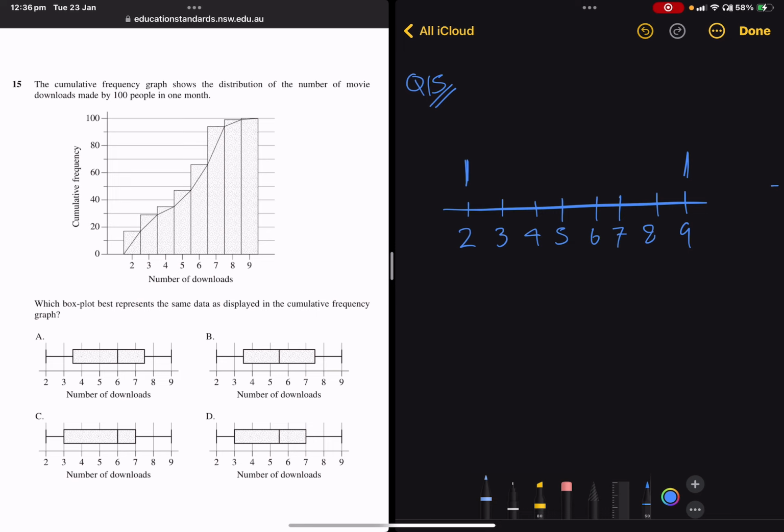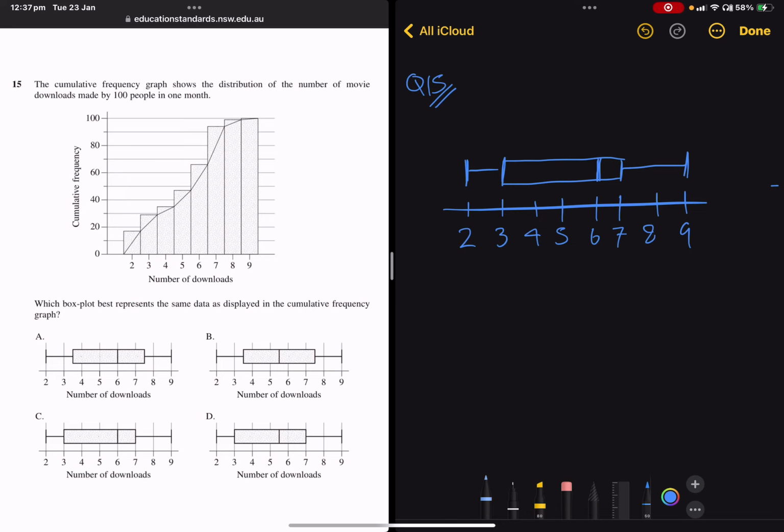Now we need to look for 50%. Well, we go to the cumulative frequency, we go to 50, which is in between 60 and 40, drag that across, that's a 6. So the middle of the box and whisker plot will be at 6. Now we need to do the 25th and the 75th. So we go to 25, drag that across, that's a 3. We go to 75, drag that across, that's a 7. So our box and whisker plot should look something like this.